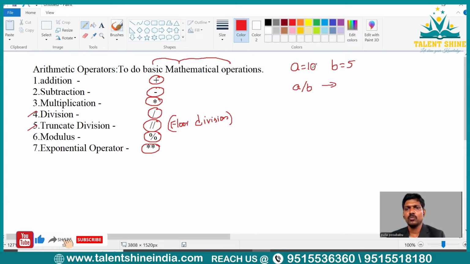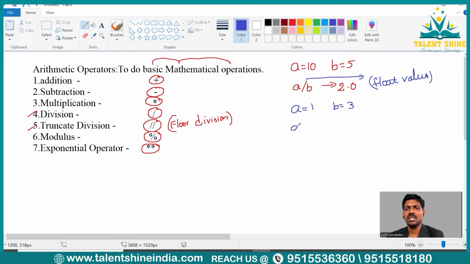Now in this case, the output will be 10 by 5. So the output will be 2, but it is going to return a float value. So do remember always, when you are using the division operator, it always returns float values. Do remember this point, right? Now, if I change the A value here, so A is equal to 1 and B is equal to 3. In this case, the division operator will return the output as 0.333 and so on. So it returns what? Float values. Okay. So this is about the division operator, which means it gives the complete quotient.